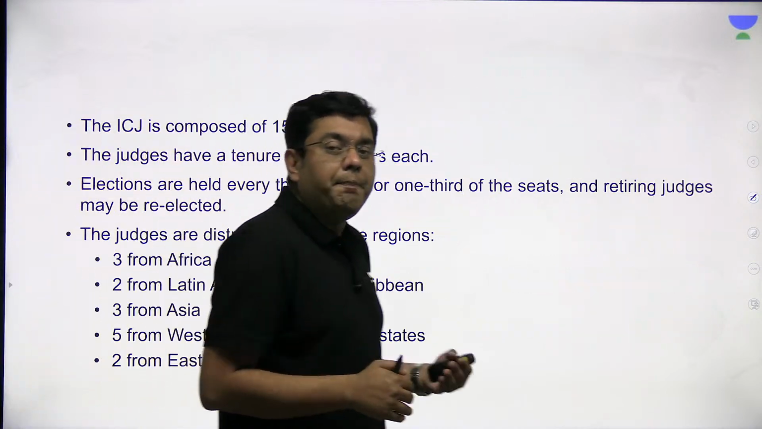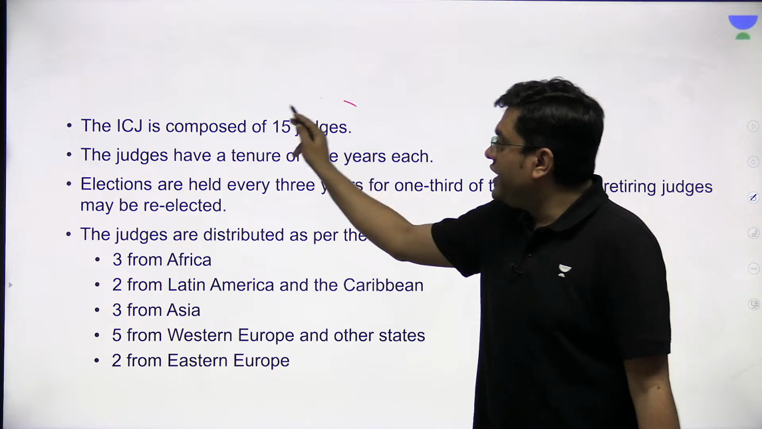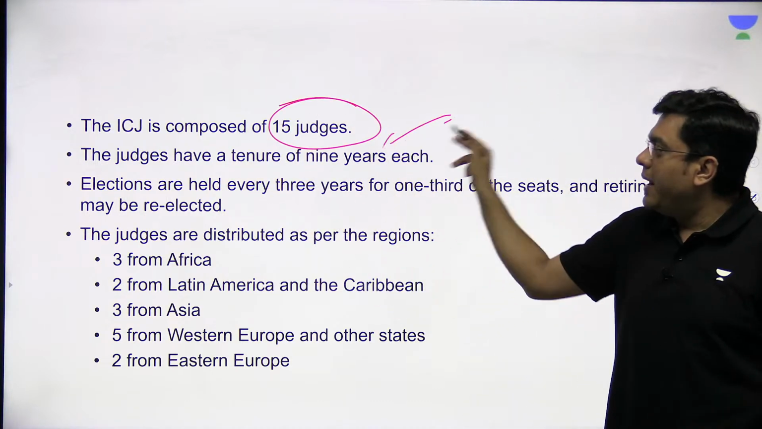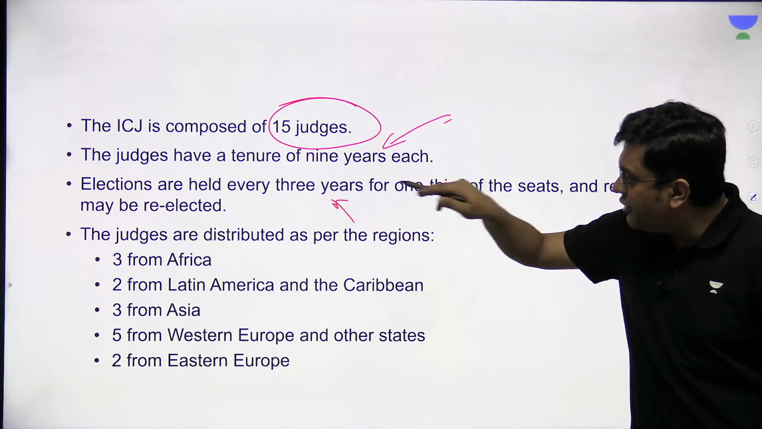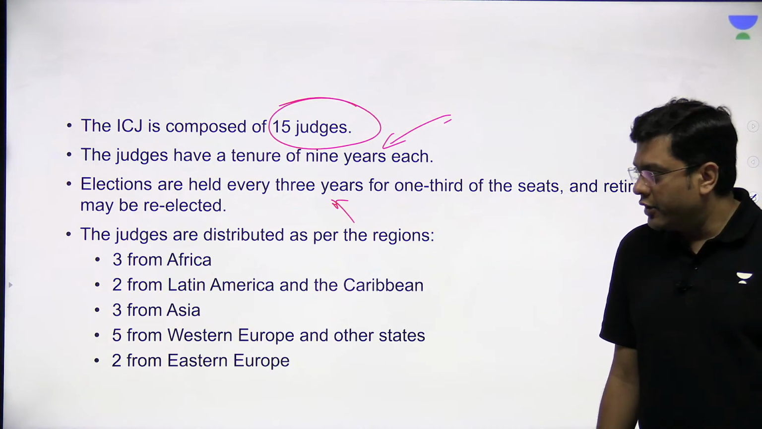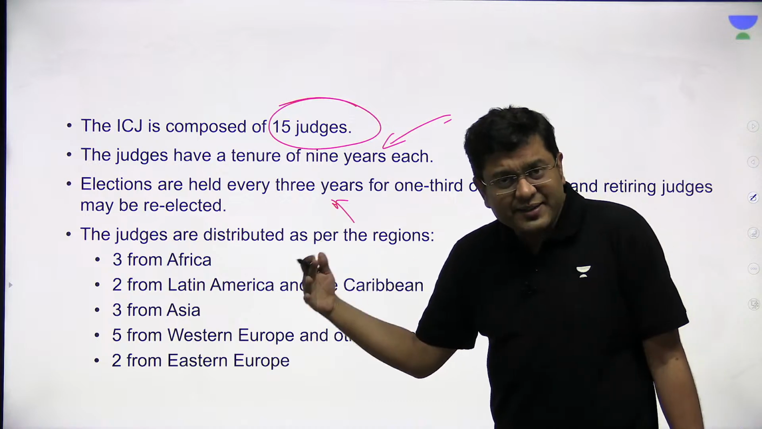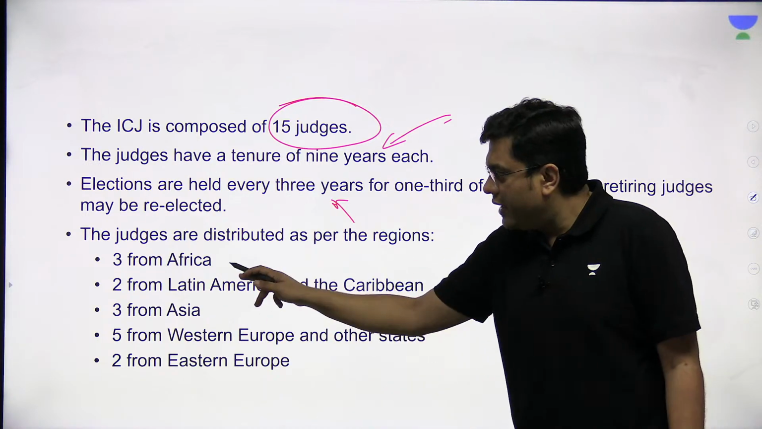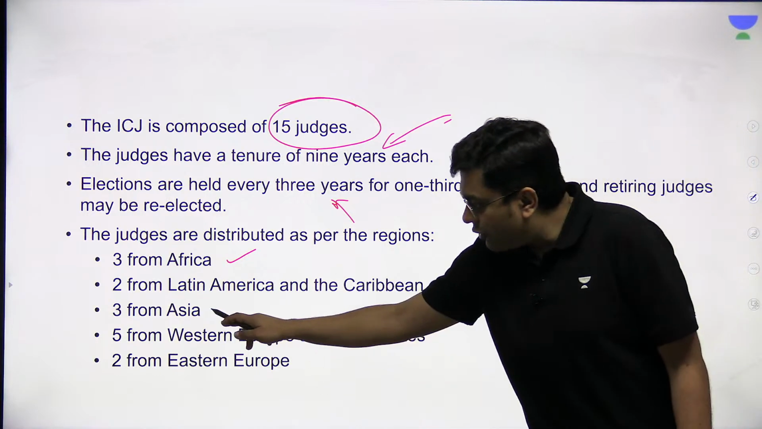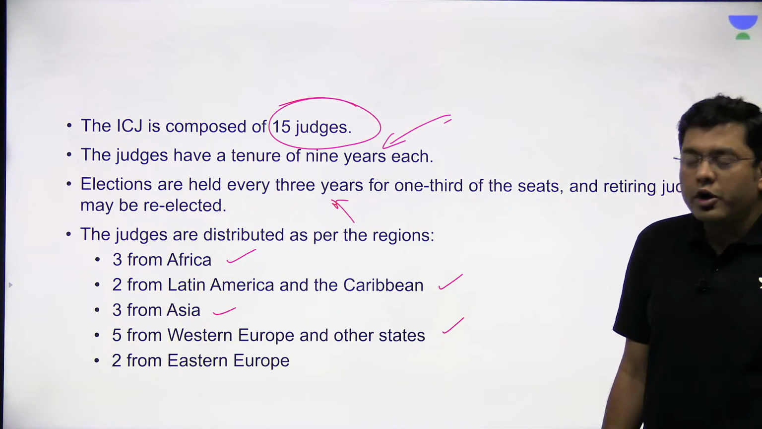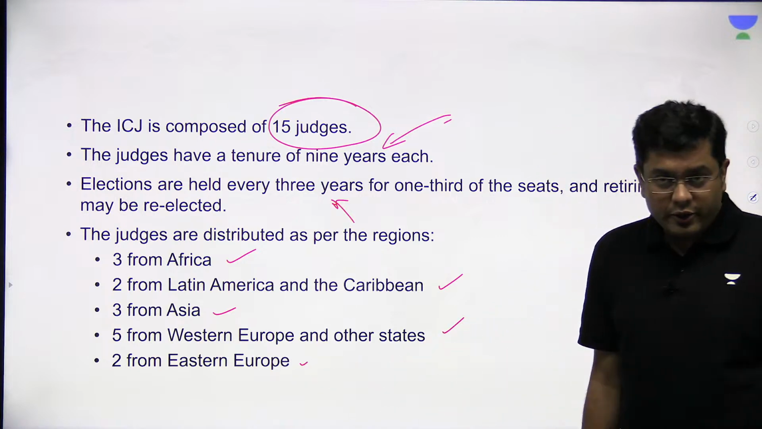Now, it has a panel overall of 15 judges, and each of them has a 9-year tenure, right? So elections are held every 3 years for one-third of the seats, and the judges are distributed as per geography: 3 from Africa, 2 from Latin America and the Caribbean, 3 from Asia, 5 from Western Europe, and 2 from Eastern Europe.